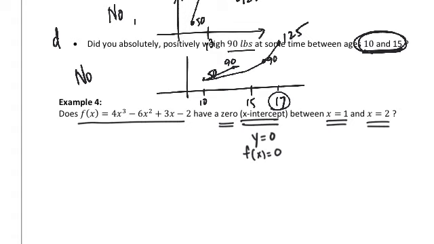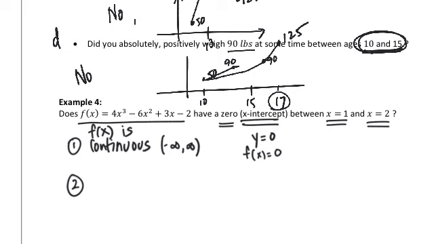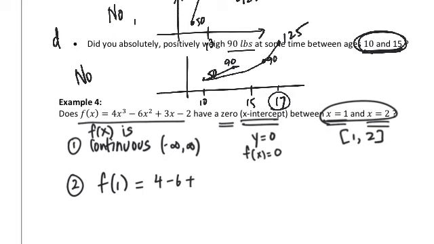Then we could use the intermediate value theorem. We could say this is a continuous function, which is our first condition. To be more complete, we say f of x is continuous everywhere because it's a polynomial. Second, this is our a-b interval, so let's find f of a and f of b. F of 1 is 4 times 1 minus 6 times 1 plus 3 minus 2. Left to right, negative 2 plus 3 is positive 1, minus 2 is negative 1.